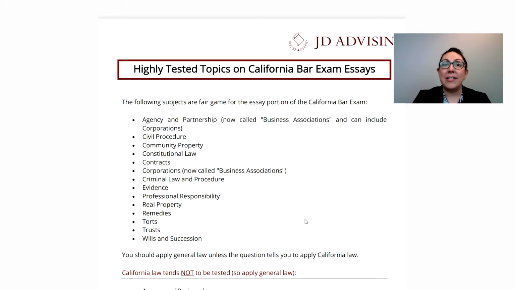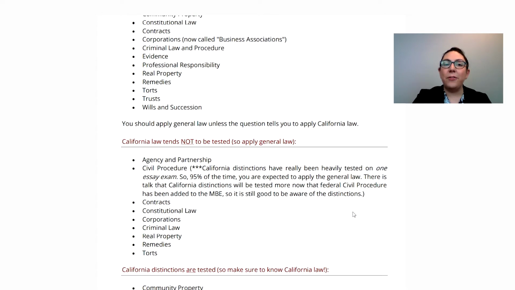Sometimes California tests California law on their essays, and they expect you to know the specific California rules. Other times, they test just the general law, which is the same law you're applying on the MBE portion of the exam. And what we see is that they test different subjects differently. So some subjects, California does not frequently test California law. For instance, agency and partnership, contracts, con law, crim law, real property. In these subjects, California generally expects you to just discuss the general law.